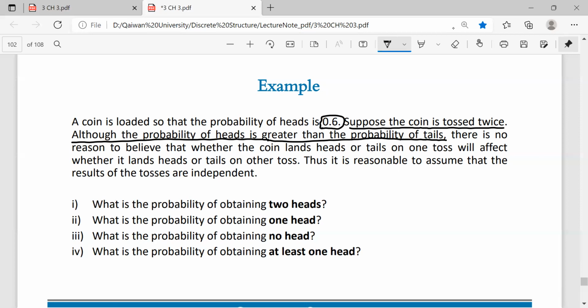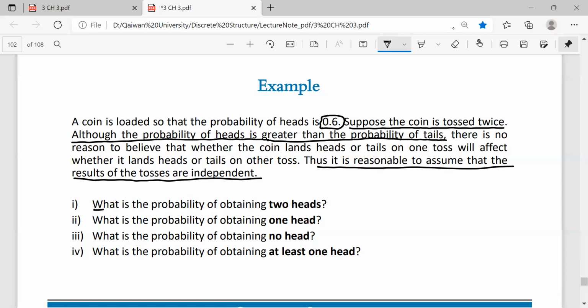Independent events. Thus it's reasonable to assume that the results of the tosses are independent. So here in tossing a coin twice, you have two events. Event 1 is tossing the coin for the first time. Event 2 is tossing the coin for the second time. These two events are independent of each other. None of them depends on the other one.